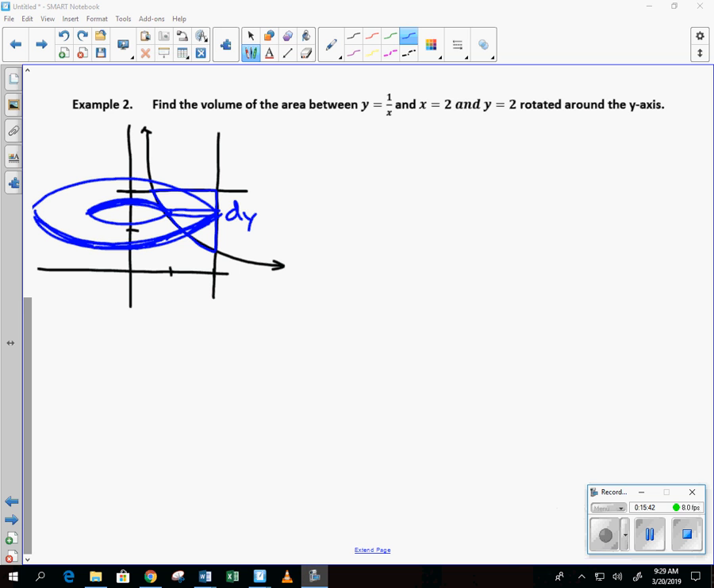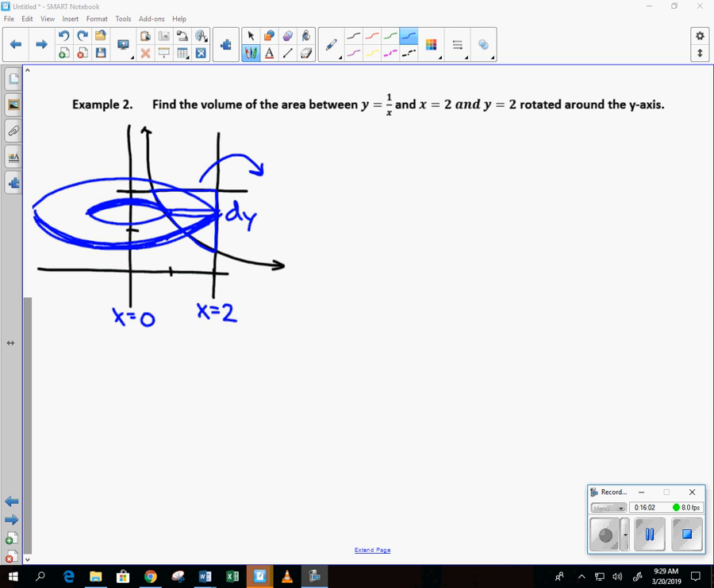Sorry, YouTube. All right, so Dylan asked a really good question, and the question is, maybe could you rotate it the other way? And the answer is yes, and that's what we're going to do on Friday. You would be rotating around x equals 2, and that's very, very different than rotating around x equals 0. It's much more challenging.